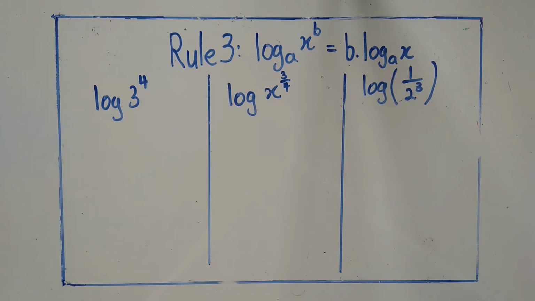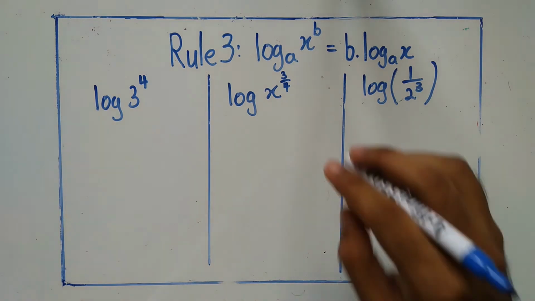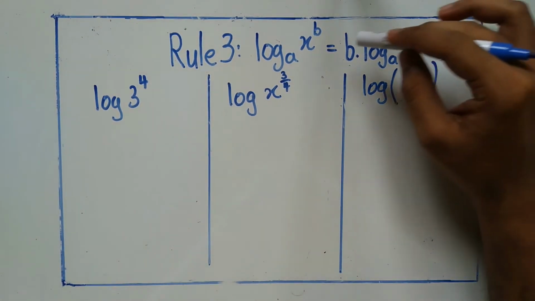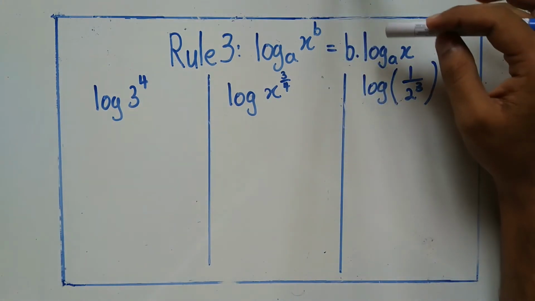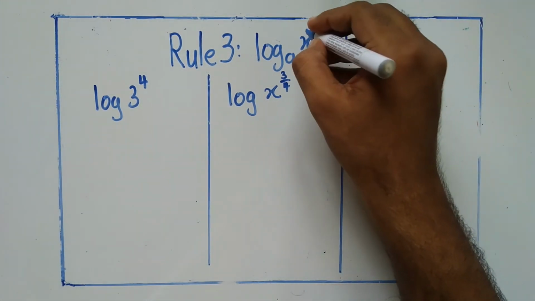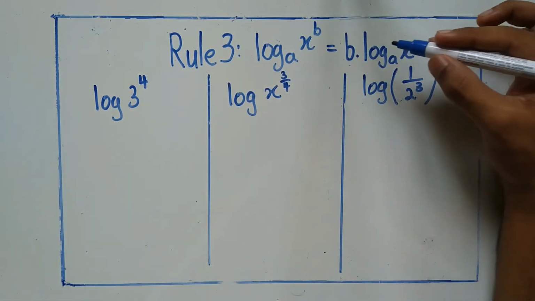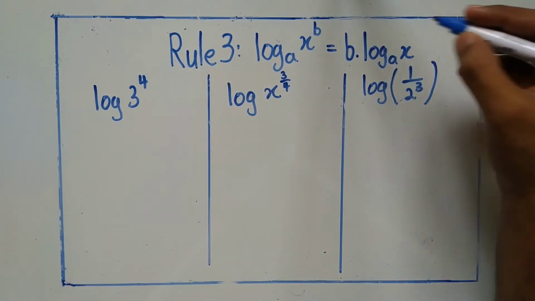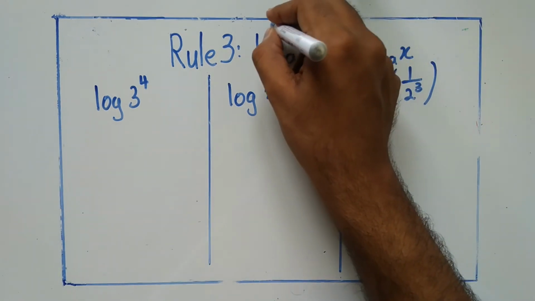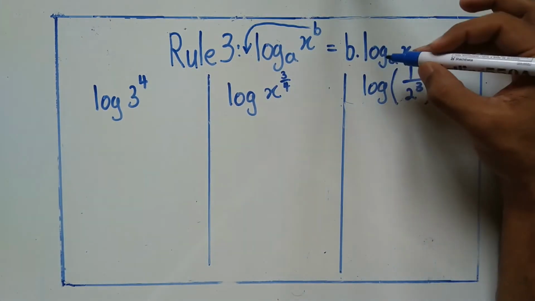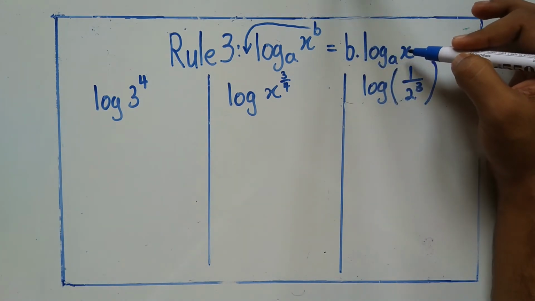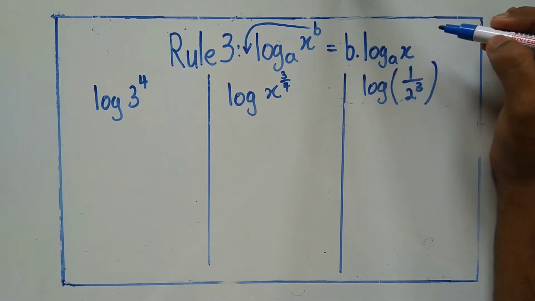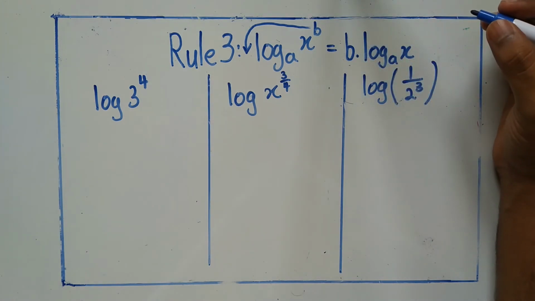In our third rule, we have the power rule. The log power rule states that whenever the number x has a power of b, you can simplify this equation by shifting b to the back of the log. So you have to shift b to the back of the log, and you'll have b times log a x. Let's look at a few examples.